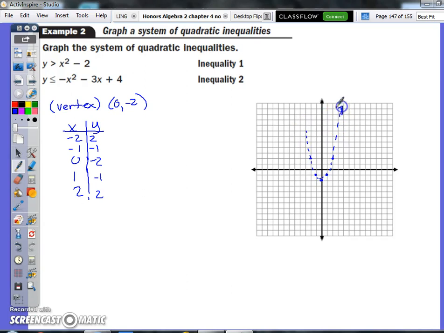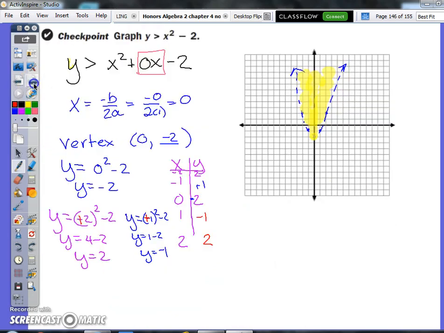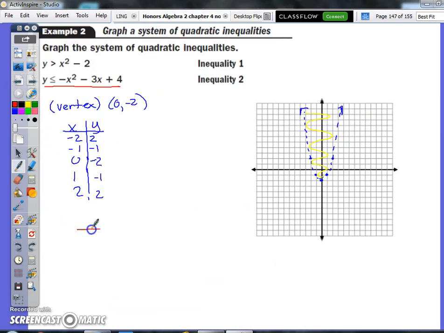Got it. And then I know that the inside of this is shaded. And then, if you have this one, if you look back, it's your very first problem. So your t-chart is 0, 3, 1, 4, 2, 3.